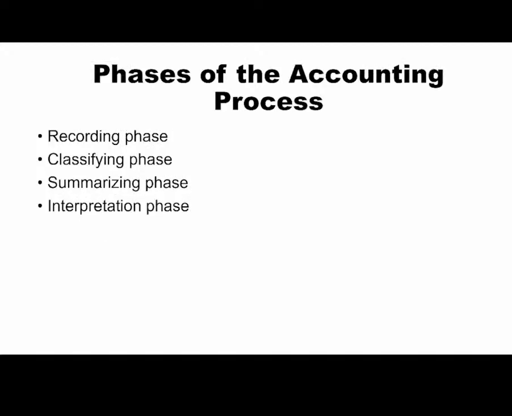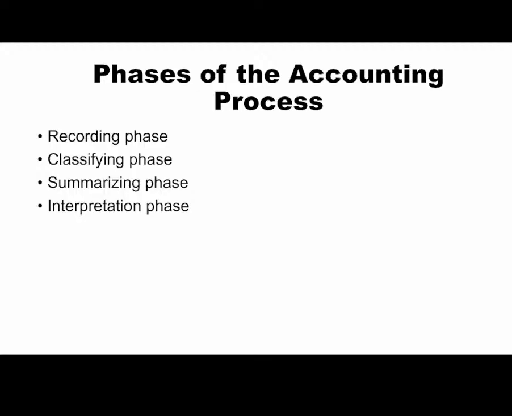Then we have the phases of the accounting process. They involve the recording phase, which involves the routine and mechanical process of writing business transactions and events in the books of accounts, or the books of original entry, or simply the journals, in chronological order in accordance with established accounting rules and procedures.